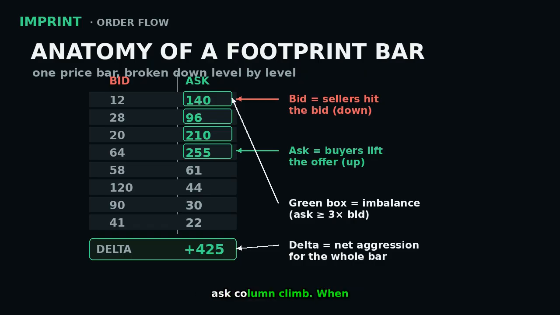Now watch the ask column climb. When buying at the ask overwhelms selling at the bid by about 3 to 1 or more, Imprint Flow marks that level as an imbalance and boxes it in green. And at the bottom, delta, the net of all that buying aggression minus selling aggression for the whole bar. Positive delta, buyers were in control. That's the whole readout. Bid, ask, imbalance, delta.